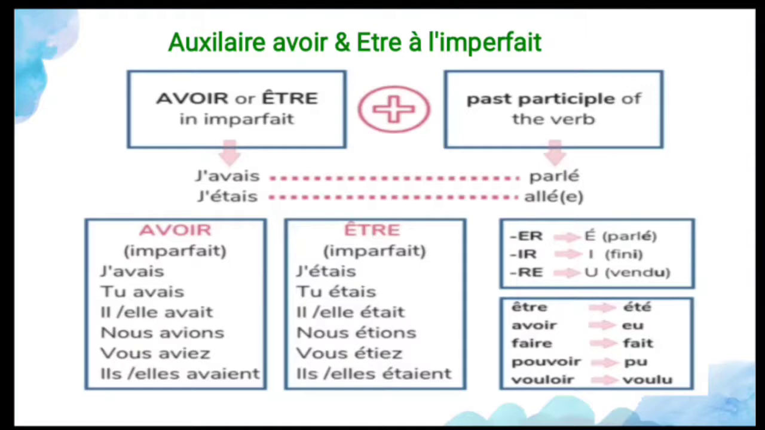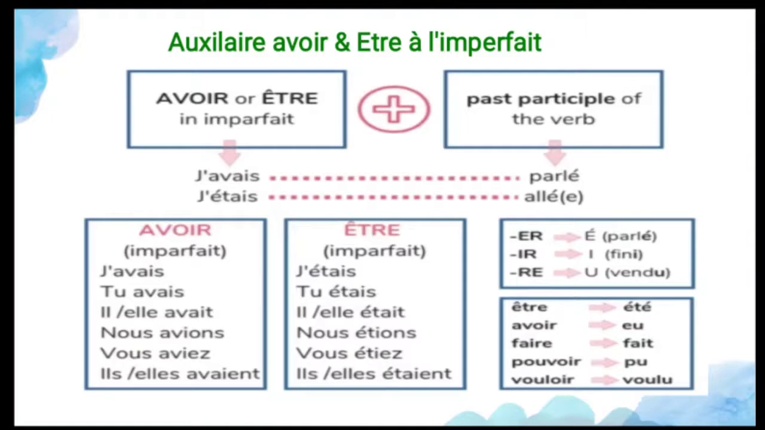Part 1 is over, that is the avoir or être verb conjugation in imperfect, and part 2 is the past participle of the verb. What are the endings for the past participle of the verb? Same as in the passé composé. If the verb ends with er, é with accent, see the example parler. And second, ir: fini. The verb ends with ir, so the ending is i. And third, if the verb ends with re, you have to add u. See the example, vendu.